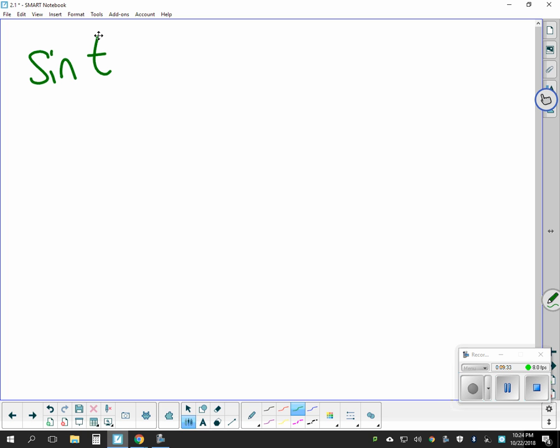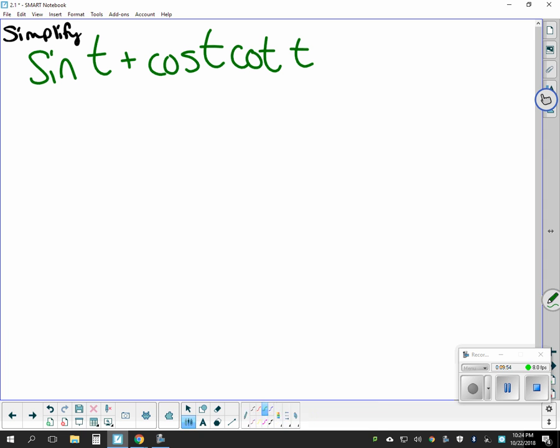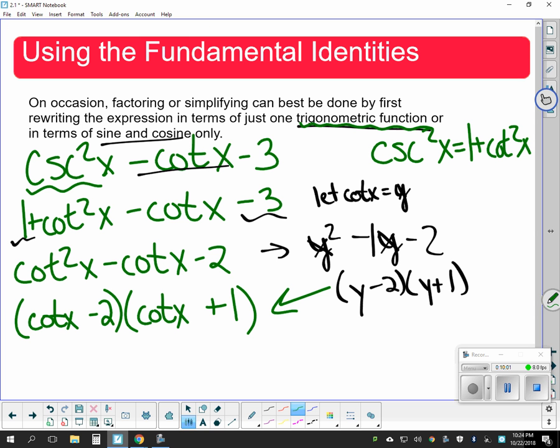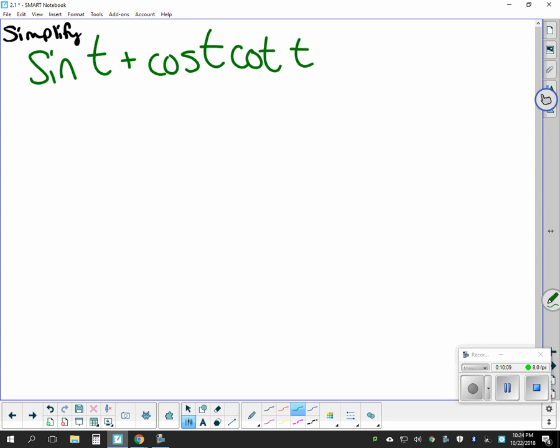Sine of t plus cosine of t, nope, I'm sorry, cosine of t times cotangent of t. This time our directions say to simplify. Okay, we've got a lot of different trig ratios happening. Remember our suggestion back here. If you're factoring or simplifying, sometimes the most helpful thing is to write them in terms of just one trig function or try to get them down into sine and cosine.